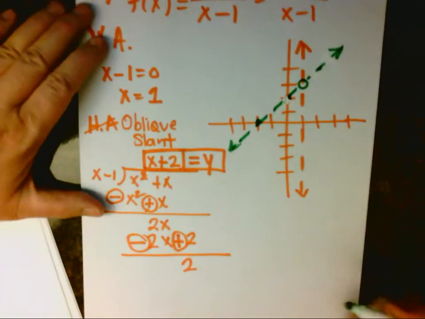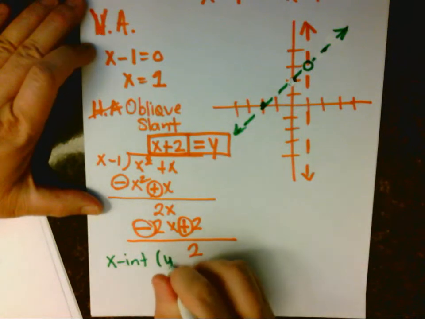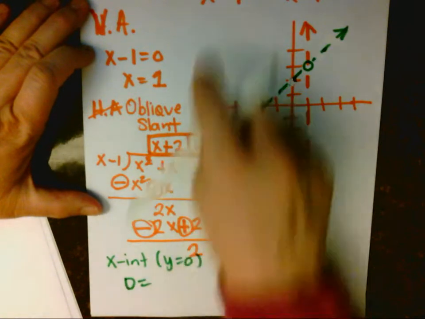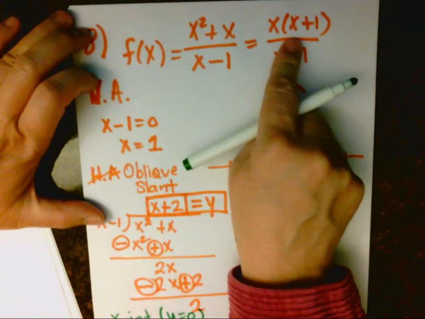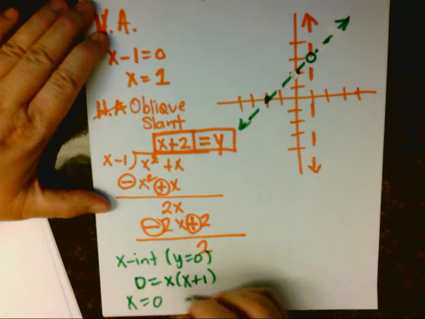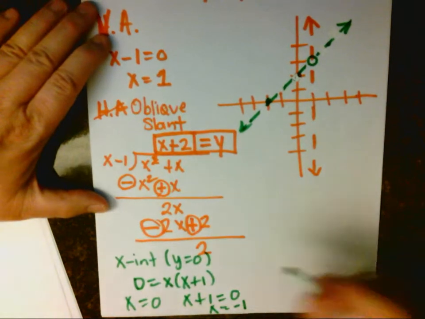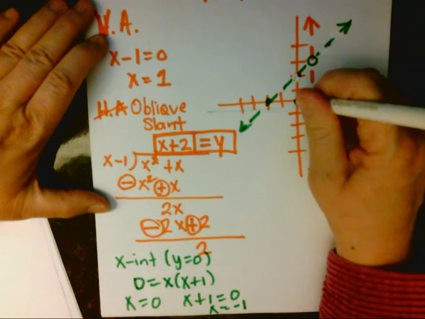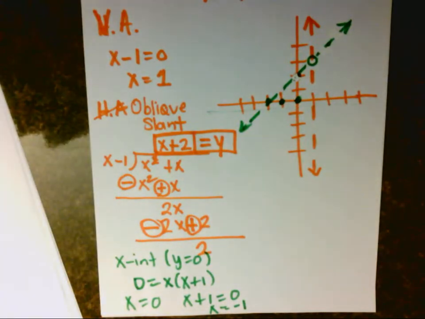Okay, next thing we always check for is any x-intercepts. To do the x-intercepts, we let y equal 0. So I go up here and I let y equal 0. And remember that wipes out the denominator. So when does 0 equal the numerator? And the numerator is x times x plus 1. Well, if x equals 0 or x plus 1 equals 0, which means x equals negative 1. So we have intercepts on the x-axis at 0 and at negative 1. So there, the graph will cross at those points.